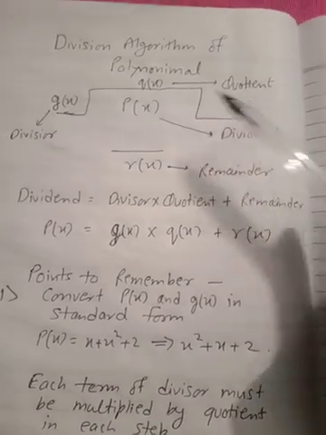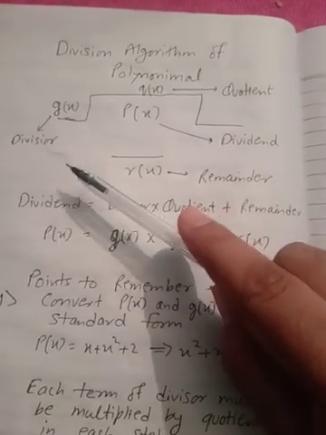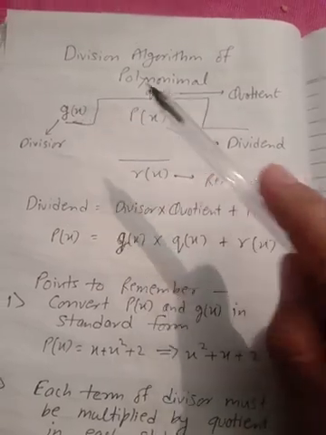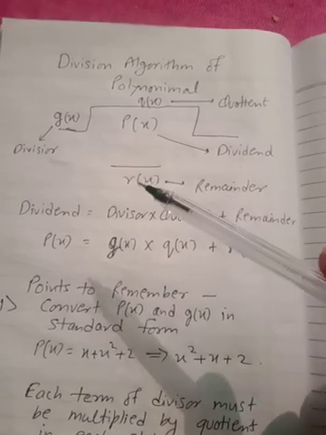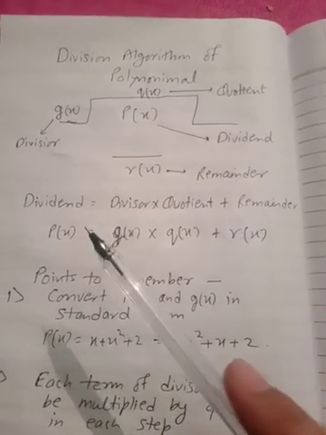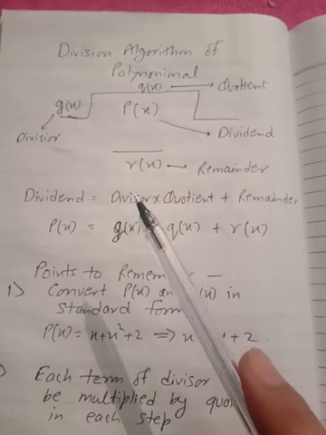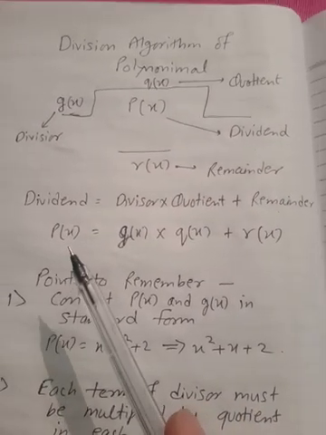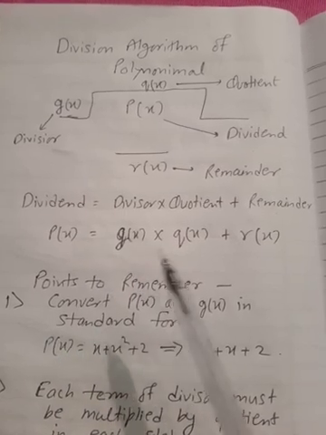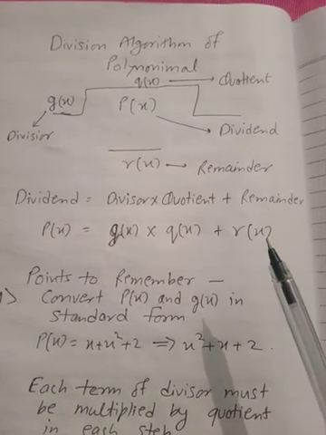So dividend is represented by p(x), divisor is represented by g(x), quotient is represented by q(x), and remainder is represented by r(x). And the check formula that dividend equals divisor into quotient plus remainder is also applicable. Means p(x) is equal to g(x) into q(x) plus r(x).